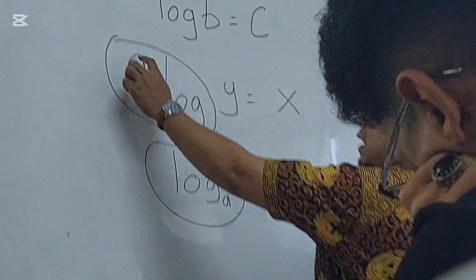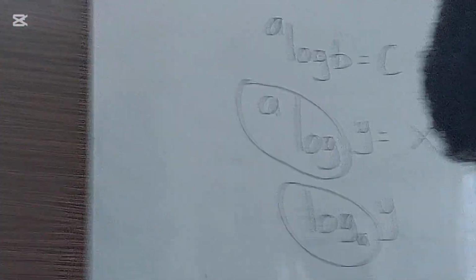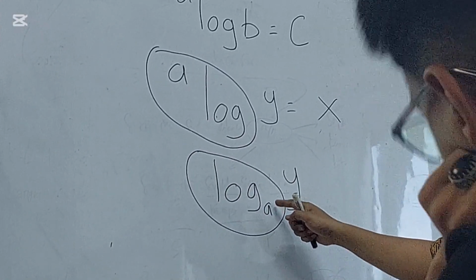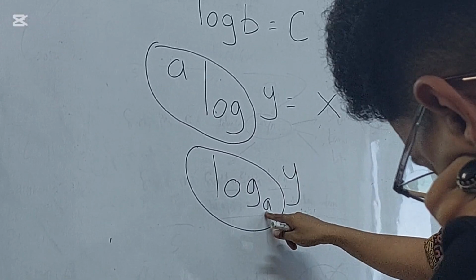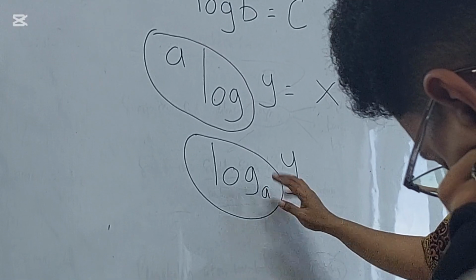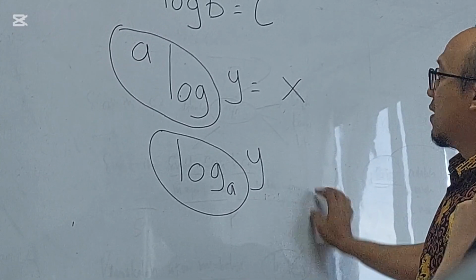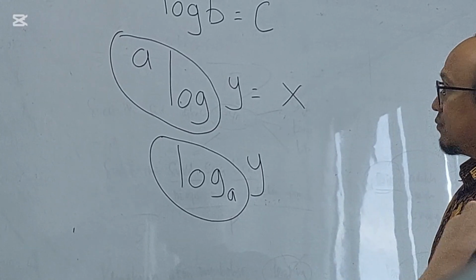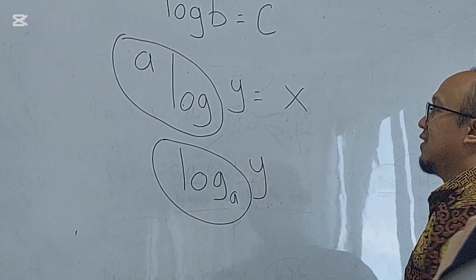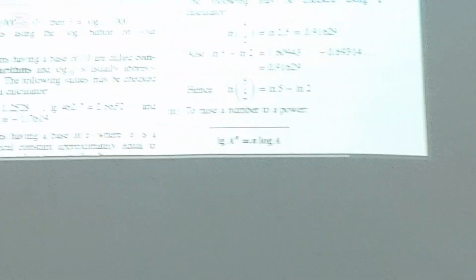You can write it at the left upper side, or you can also put it at the bottom right side. But please put it in a small size. If you use the bottom right side, please make it small, a different size from the y or anything. So this is the basic of the logarithmic function.